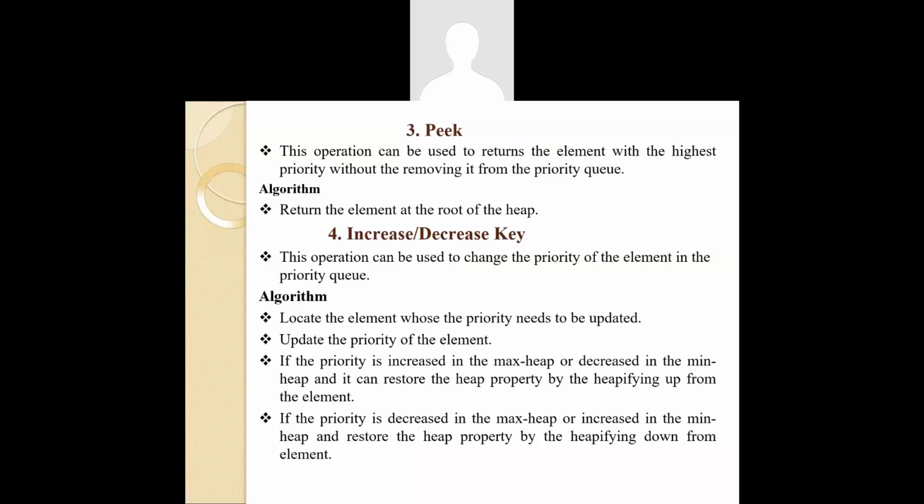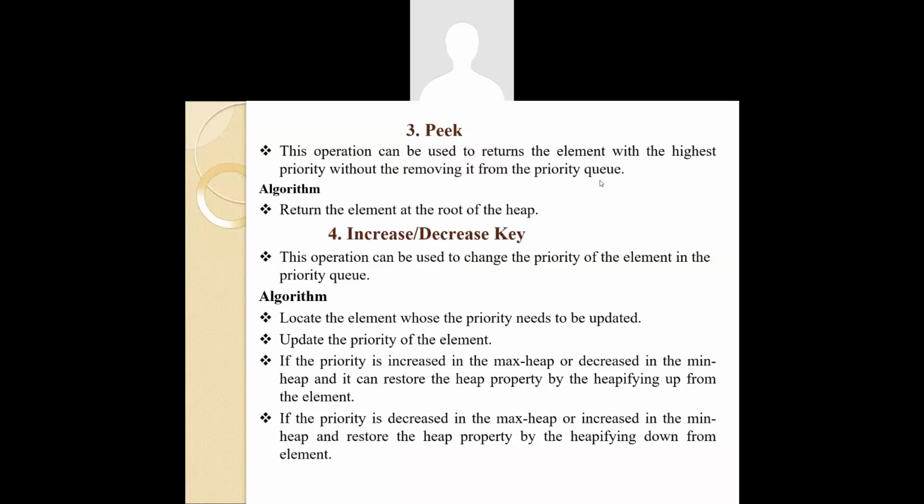Okay. So this operation can be used to return the element with the highest priority. See, only returns. All of you observe the statement. This operation can be used to return the element with the highest priority without removing it from the priority queue. I am not removing any element from the priority queue, but I am just returning what is stored at the top of it.